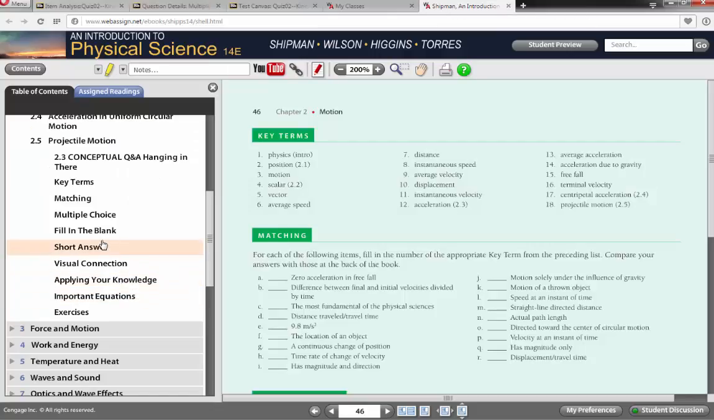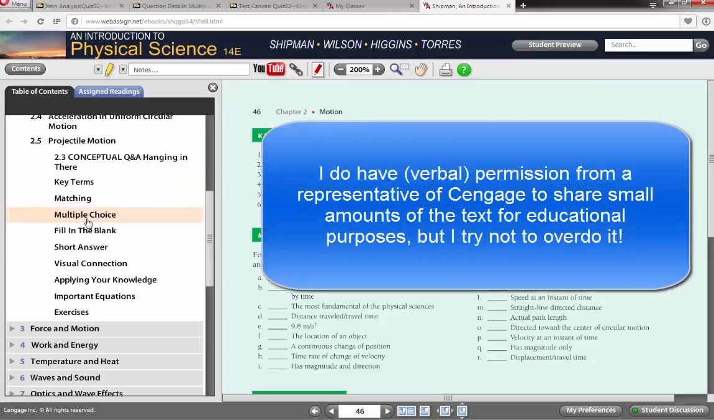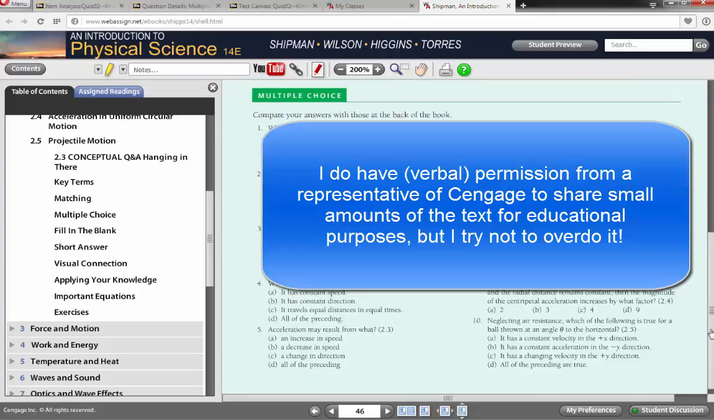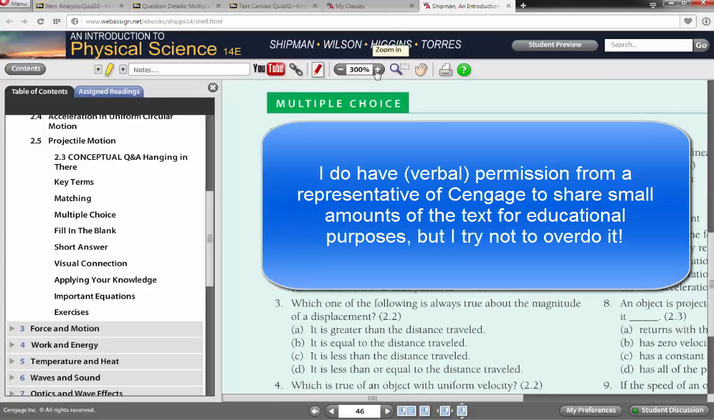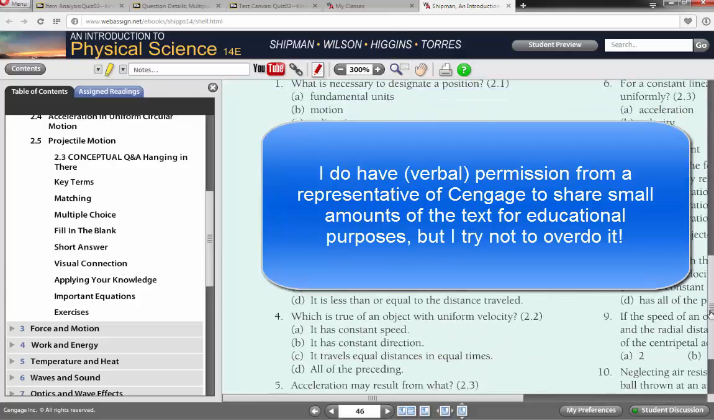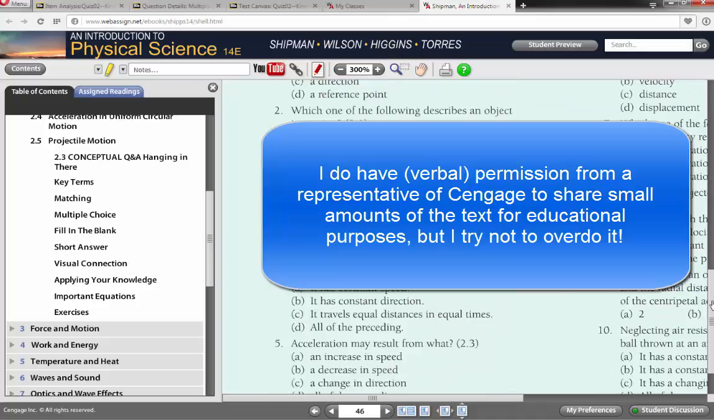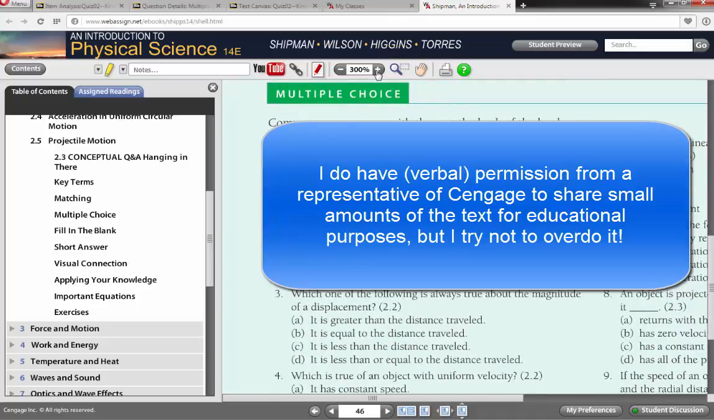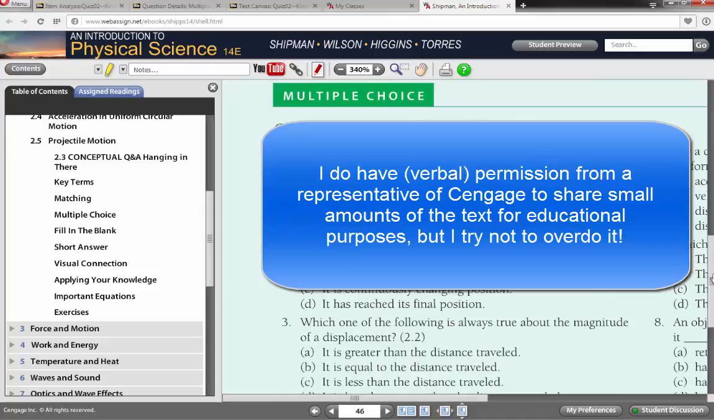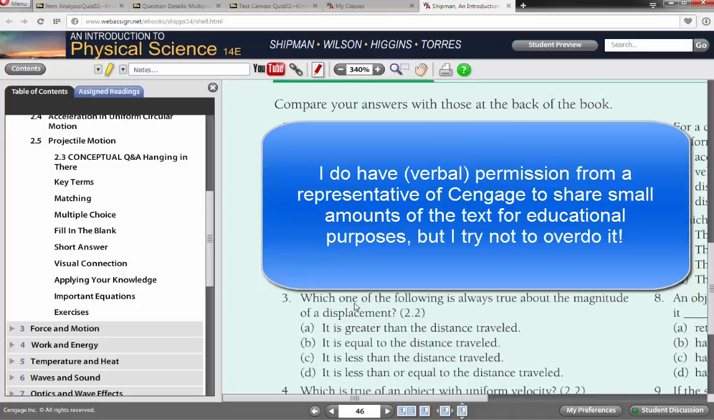If we open up our book again, we go to the multiple choice. We can scroll down to number 3, and here is what it says for multiple choice number 3. I'm going to zoom in a bit because I don't want to overshare this textbook. Multiple choice number 3 basically says, which of the following is always true about the magnitude of a displacement?